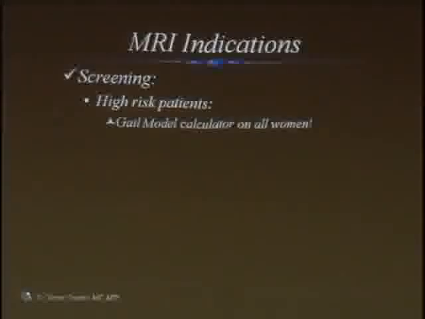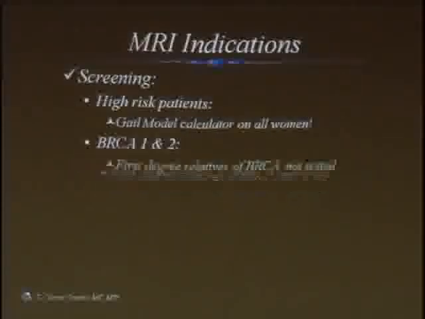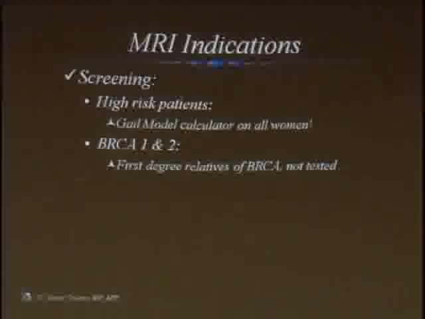Screening, high-risk patients. You go and you do that Gail model calculator on all of your female patients. Why? Because you can't look at them and tell they're high risk. Do it on everybody. If you're a good primary care physician, you should be doing this on everybody according to this paper, which is a paper written by something like 12 national institutions combining data.